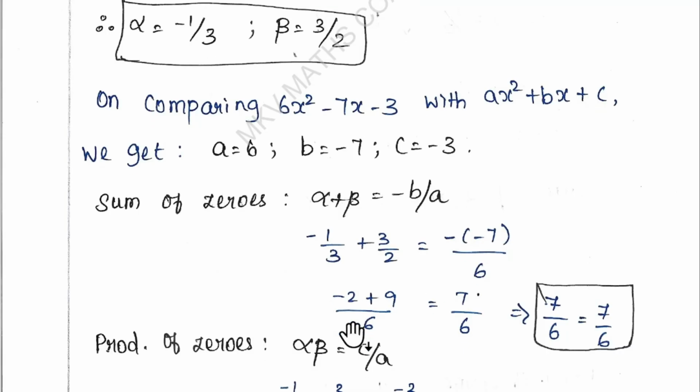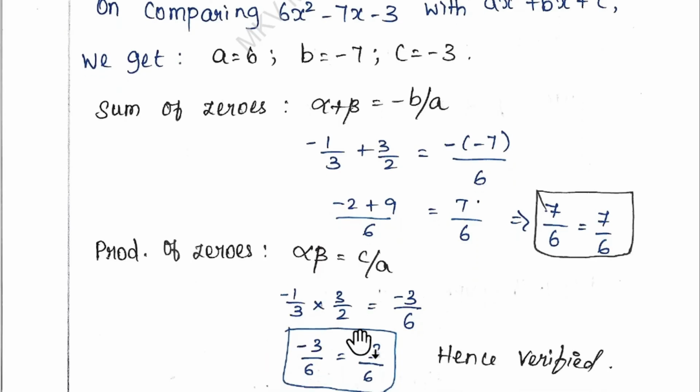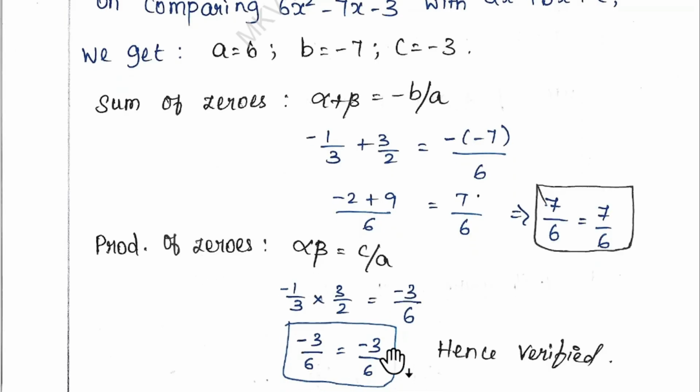Product of zeros alpha beta equals c by a. Just substitute alpha beta values. 3 will get cancelled. Minus 1 by 2 equals minus 1 by 2, or else you can also keep it as it is, as minus 3 by 6 equals minus 3 by 6, hence verified.